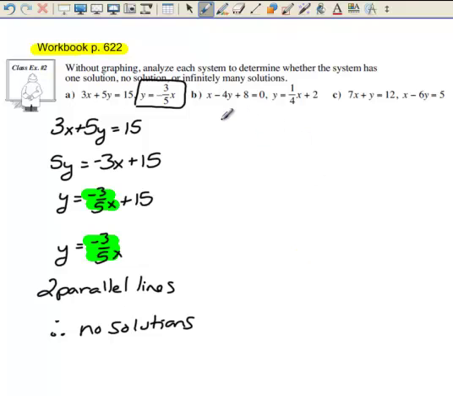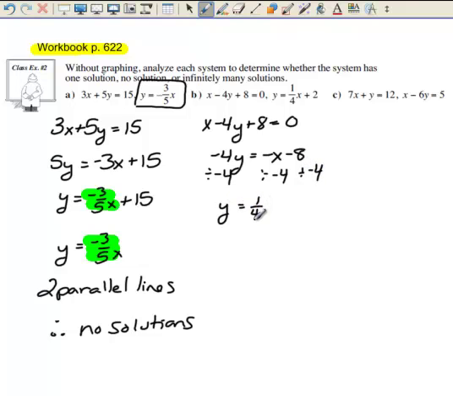Let's look at the second example. So isolate your y. So I'm going to move the x over, and I'm going to move the 8 over, and then divide everything by negative 4. So y equals 1/4 x plus 2.